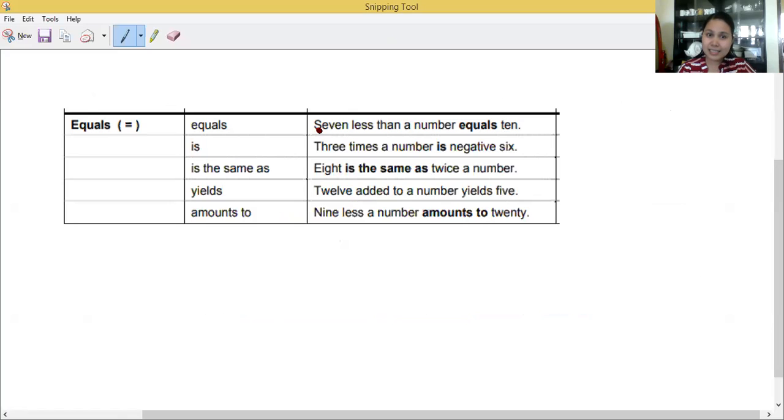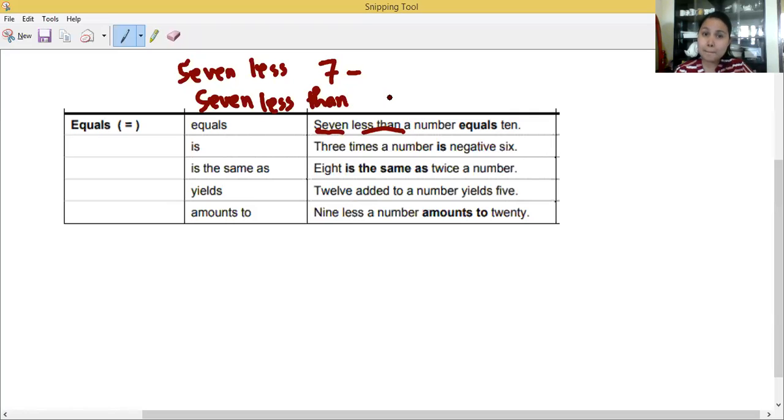7. 7 less than. Remember, if it's less than, it means the first number will be in the last. It means minus 7. If you say 7 less, it means 7 minus. But if you say 7 less than, it means minus 7. Okay?